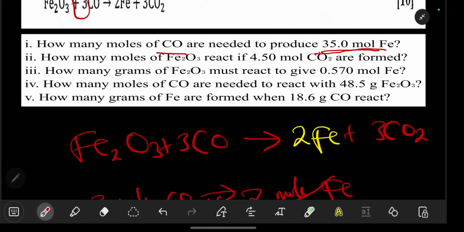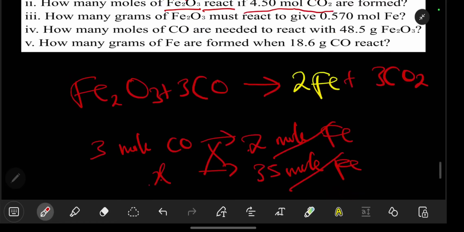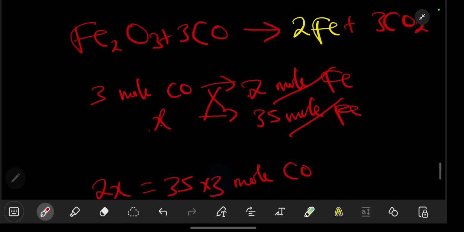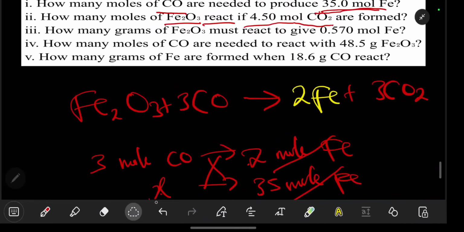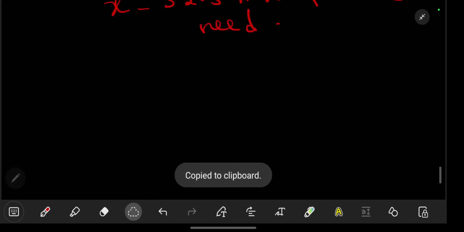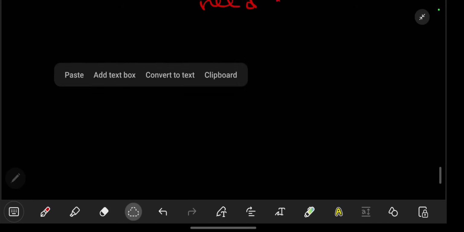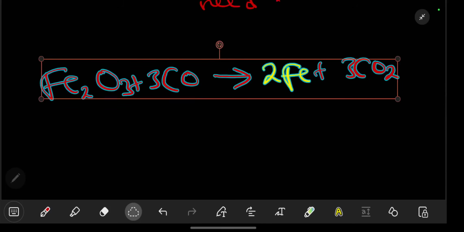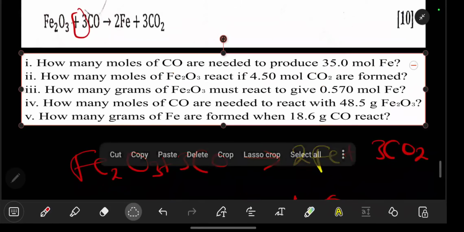Likewise, how many moles of iron 3 oxide are needed to react if 4.5 moles of carbon dioxide are produced? So the same approach still applies. From this balanced equation, let's move it a bit. This is the reaction. Now, the question is saying: how many moles of iron 3 oxide react if 4.5 moles are formed?